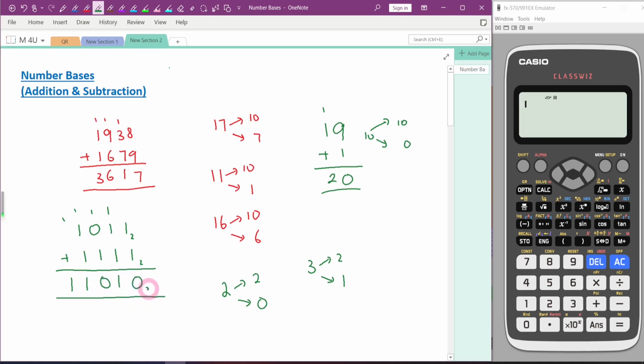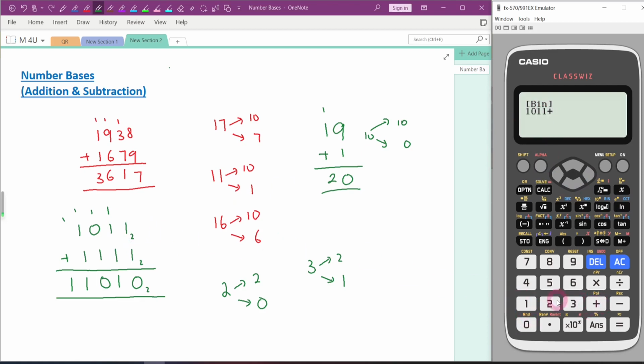11010 in base 2. So let's say if you want to use your calculator to help you check the answer, you can just press menu, then search for bases. Okay, since this is a binary number, you have to press this BIN first. Let your calculator know that now you are doing addition for a binary number.